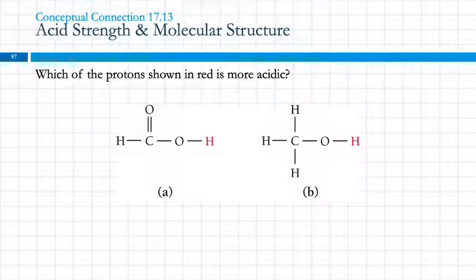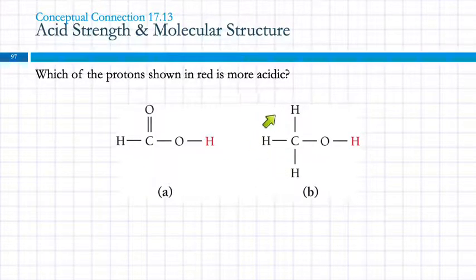So we should be able to answer questions like this. Which of the protons shown in red is more acidic? We have 2 acids here. These both have oxygen in them, right? They're not binary acids. And they both have carbon bonded to this oxygen, right? So that's the same. What's different between these two? A has an oxygen bonded to the carbon and a hydrogen, and this one has 3 hydrogens.